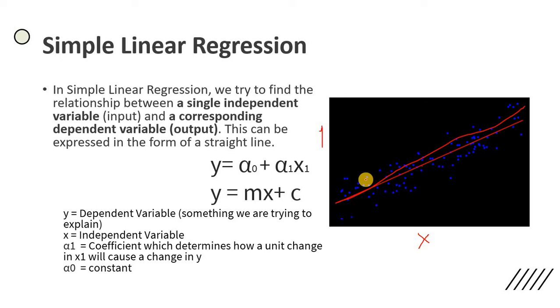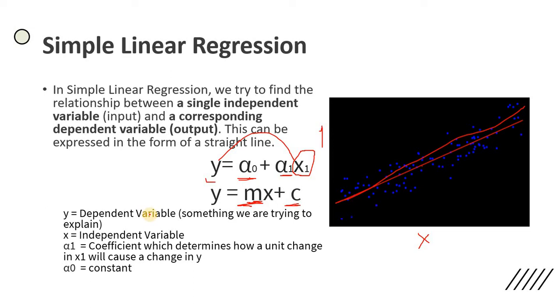This can be represented by the equation y equals alpha 0 plus alpha 1 x1. We can compare this equation with y equals mx plus c, where we all know that m is the slope of the line and c is a constant. Same here: alpha 0 is a constant, and alpha 1 is the slope, which is called the regression coefficient. Here x1 is the independent variable and y is the dependent variable. So we can say that y is a function of x, or y is proportional to x.